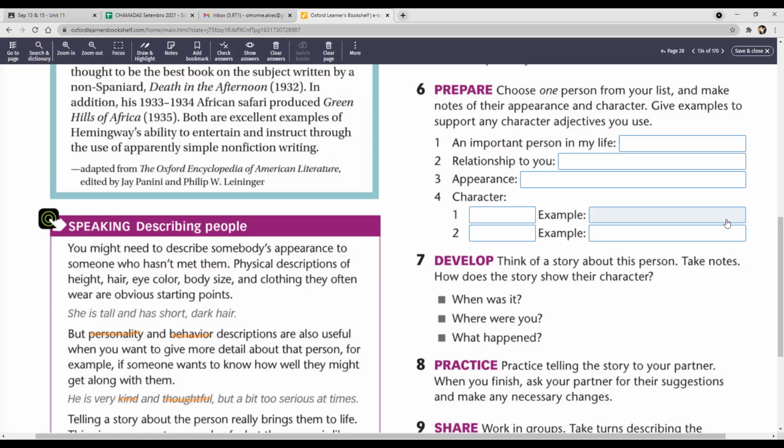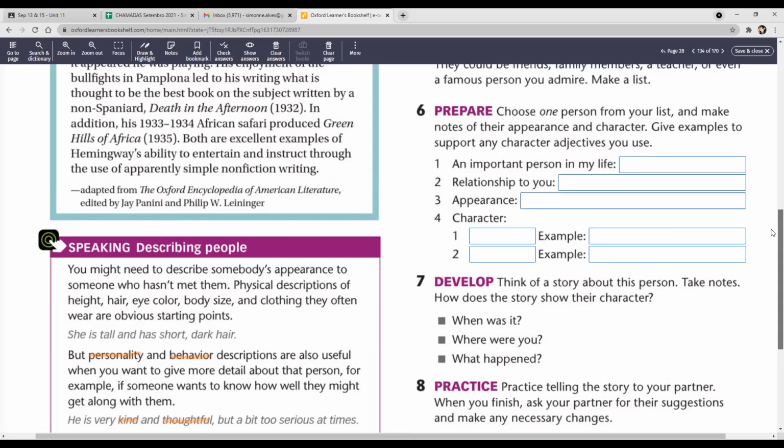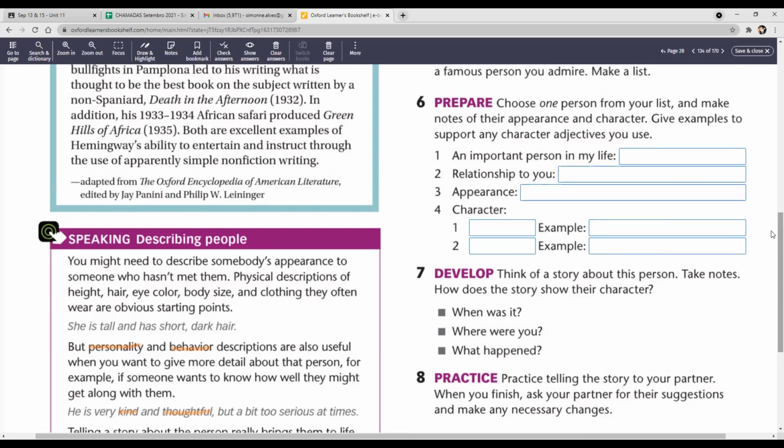Does anybody else want to share? Yes, go ahead, Jose Guilherme. An important person in my life, Rebecca. Relationship to you, sister. Okay. Appearance. White like a paper, voluminous hair. Sorry, can you repeat, please? I couldn't understand the appearance. Appearance. White like a paper, voluminous hair.